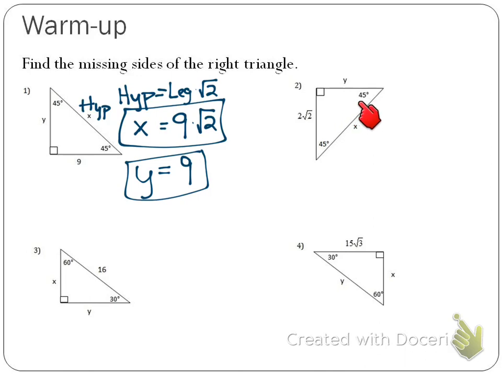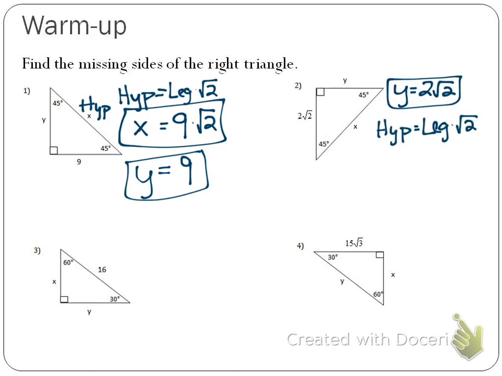Next triangle, we still have a 45, 45, 90 triangle. If I have two congruent angles in a triangle, that means I have two congruent sides, and it's these legs. So the variable y will be the same as 2 root 2. I will strictly be solving for the hypotenuse. I will put x in place of the hypotenuse and 2 root 2 in place of the leg. I have the variable x by itself, so what I need to do is simplify this if at all possible.